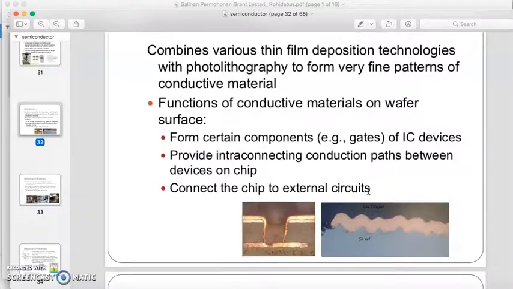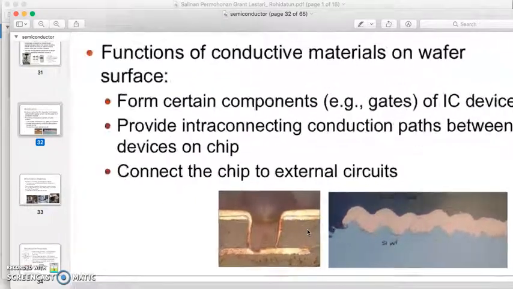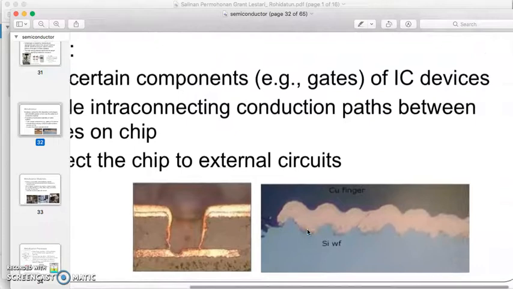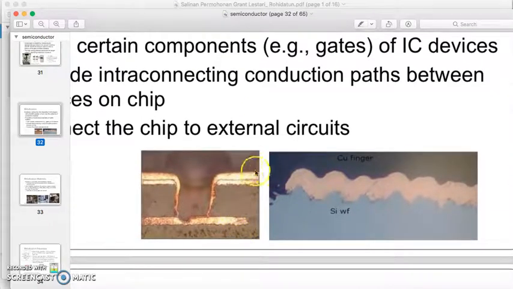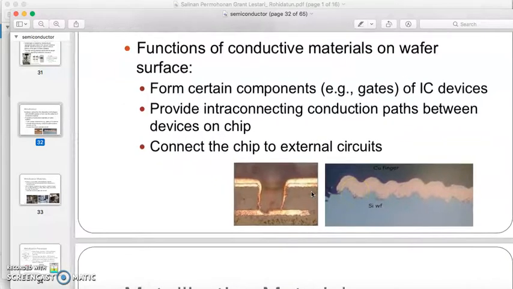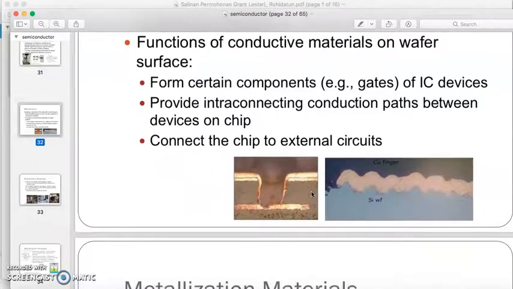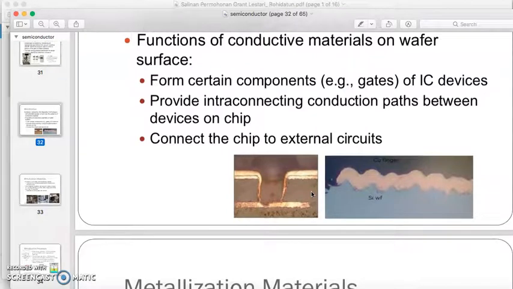So this figure shows the metallization on the chip. Here you can see the metal deposited in the layer of the chip. Here also, this is the metal copper layer. It's a very thin film. We can only see it using a microscope.